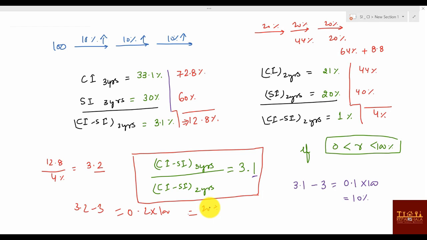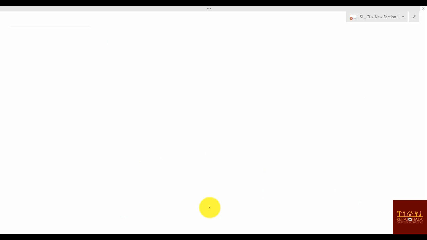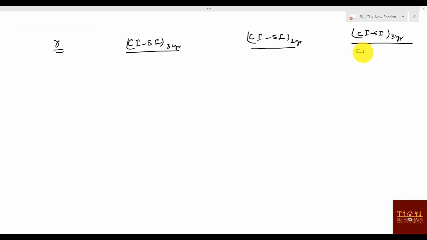Okay, let's talk about the next case. The next case says, if your rate of interest is R, CI minus SI for 3 years, and then CI minus SI for 2 years, and then CI minus SI for 3 years divided by CI minus SI for 2 years. Actually this case only, I can tell you how you can remember the things. Okay, so I'm just writing some values. You can verify at home.